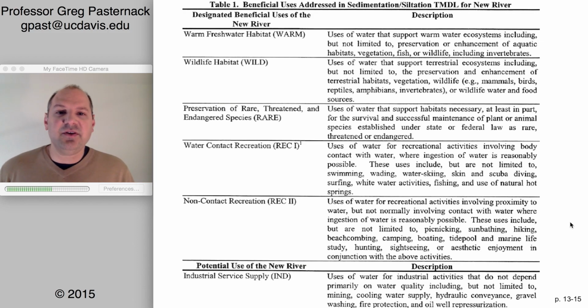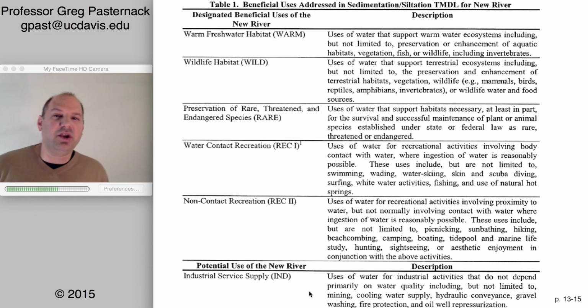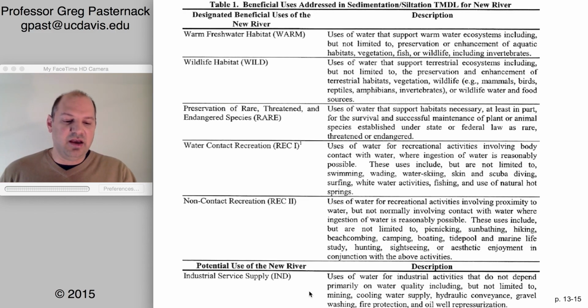What are some of the beneficial uses in a river like the New River? Well, warm freshwater habitat would be meaningful, wildlife habitat, preservation of rare, threatened, endangered species, the possibility for water contact recreation or non-contact recreation, and then finally the potential for industrial service supply, which doesn't depend on a lot of high quality water, but it could also be impacted as well. So these are the main motivators for why we want to have good water quality in a river like this.